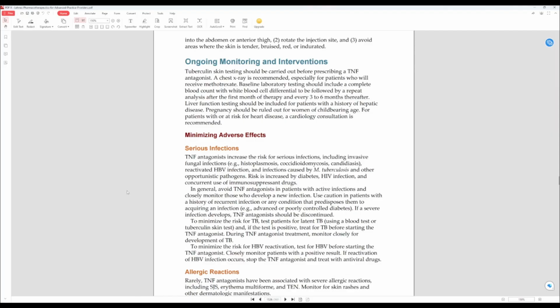Tuberculin skin testing should be carried out before prescribing a TNF antagonist. A chest x-ray is actually recommended, especially for patients who will receive methotrexate. Baseline lab testing should include a CBC with a white blood cell differential, to be followed by a repeat analysis after the first month of therapy and every 3 to 6 months thereafter. LFTs should be included in a patient with a history of hepatic disease. A pregnancy test should be rolled out for women of childbearing age, and for patients who are at risk for heart disease, a cardiologist consultation is recommended.